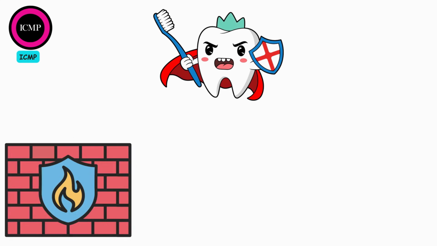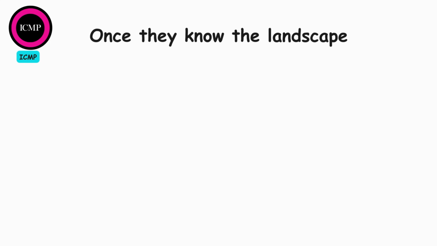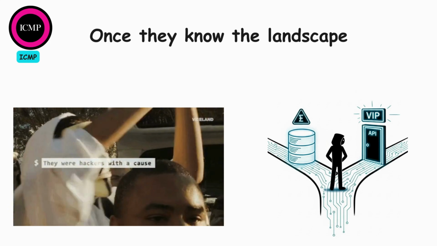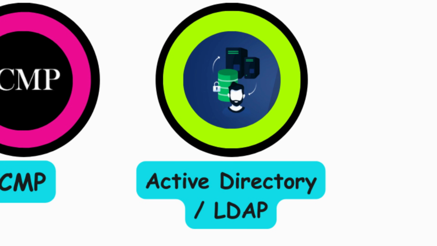Defenders use firewalls, rate limiting, and monitoring to avoid giving away too much. Once they know the landscape, hackers can move to more sensitive areas like your databases or VIP APIs. Active Directory and LDAP, the hacker throne room.